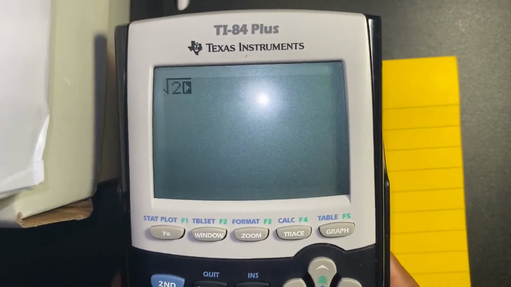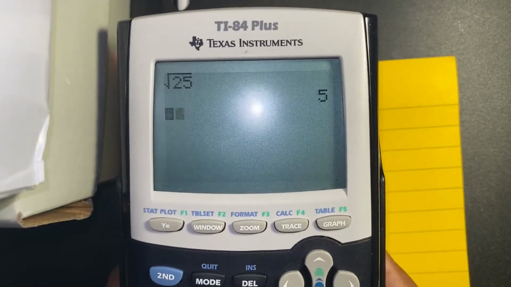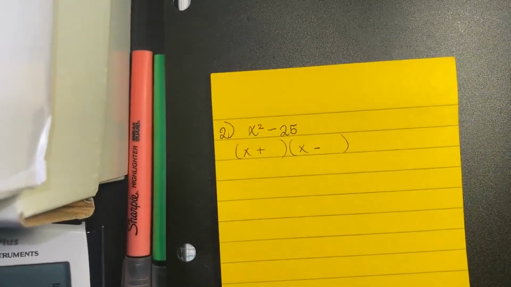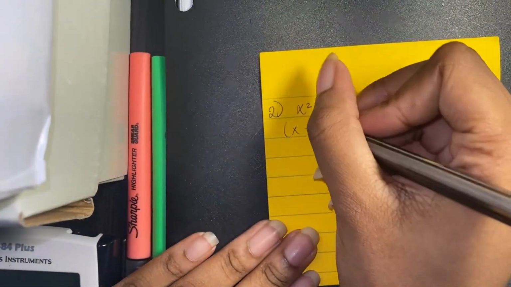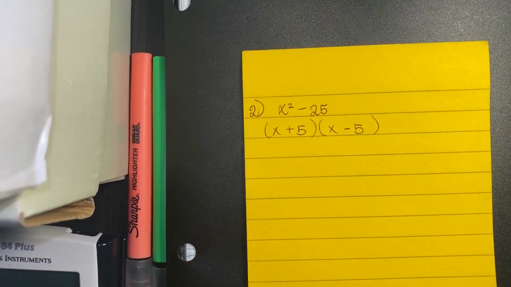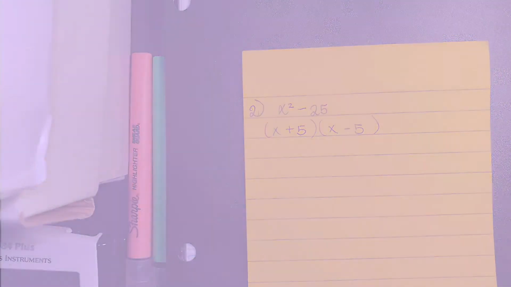I use my calculator to show you guys how you can find the square root if you need to do that. And so the square root of 25 is 5. So you just fill that in for b, because that's the square root of b squared, and that's how you solve it. That easy.